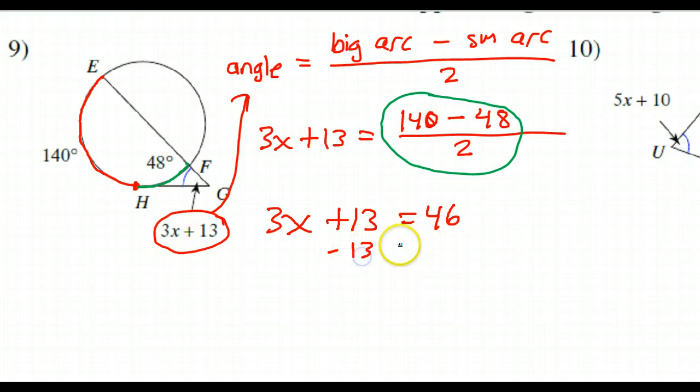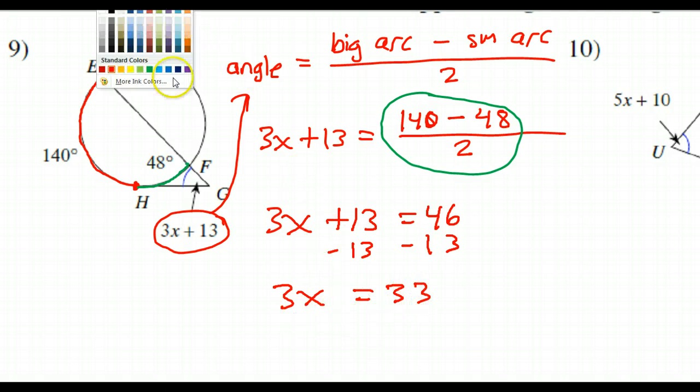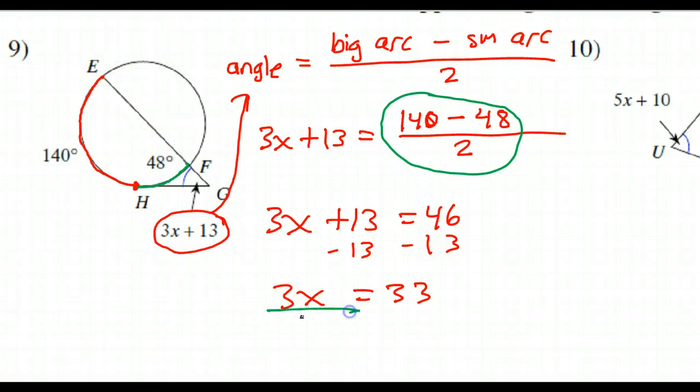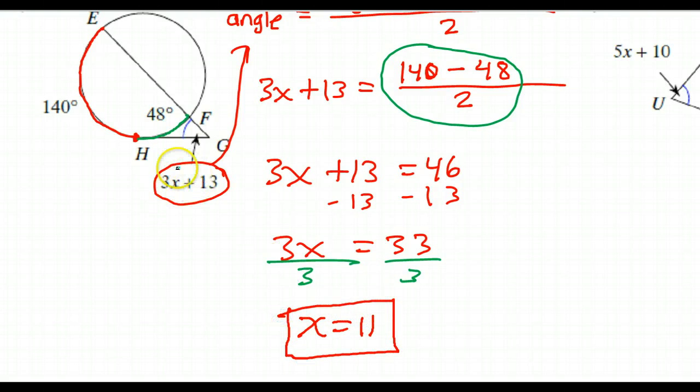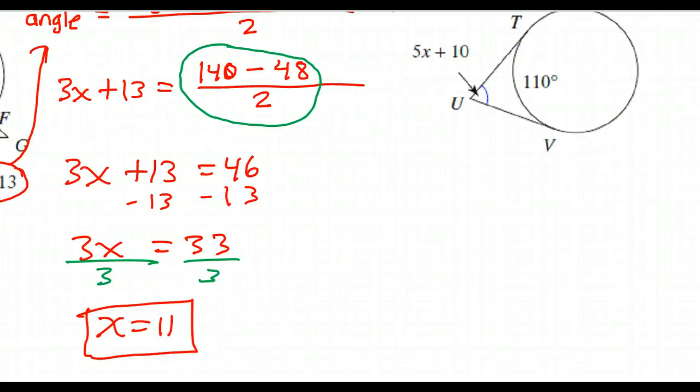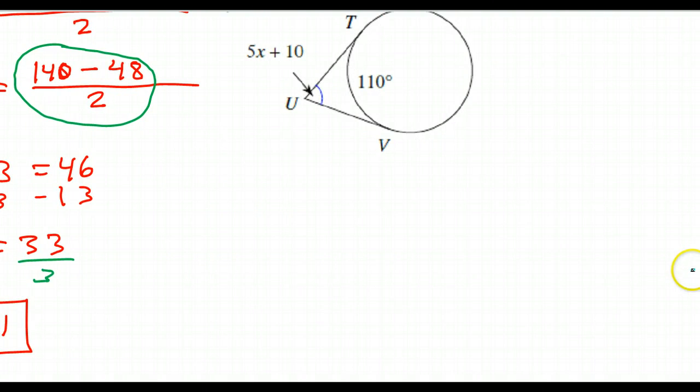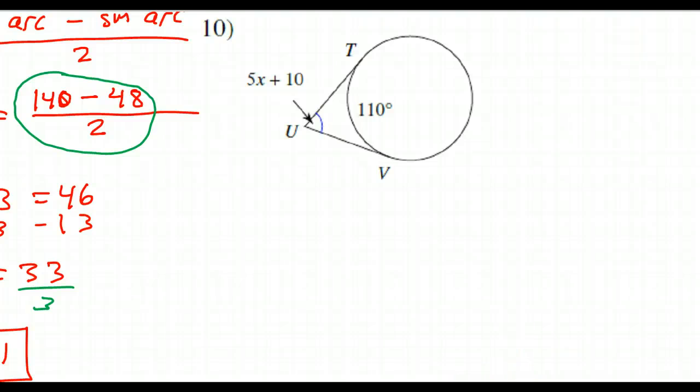So the rest of this should be looking pretty easy for you. So we're going to have 3x equals 33, and then we will divide both sides by 3, and you can see it coming from a mile away. X equals 11. Alright, so that wasn't too bad, even though it had the expression in there. It was looking a little scary, but you ain't so bad.